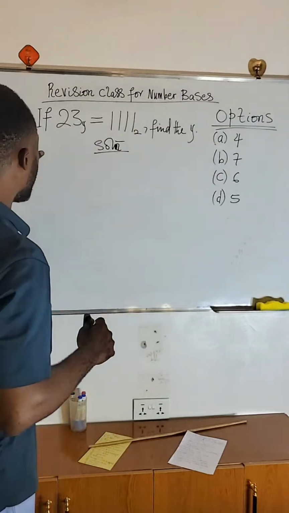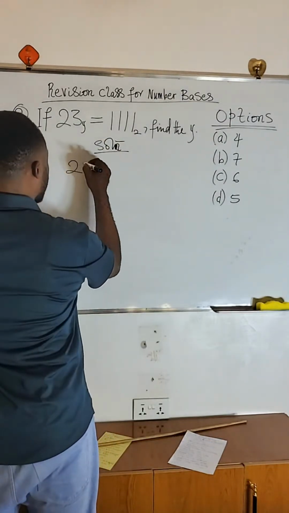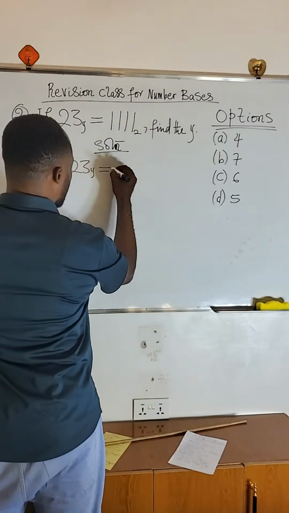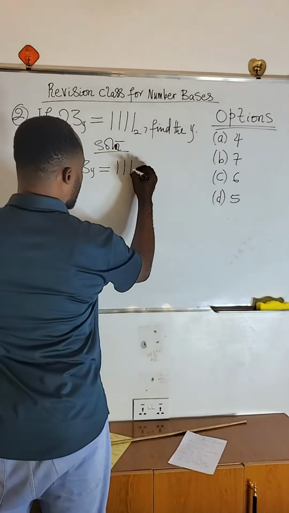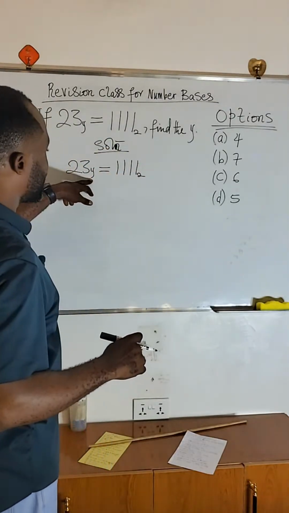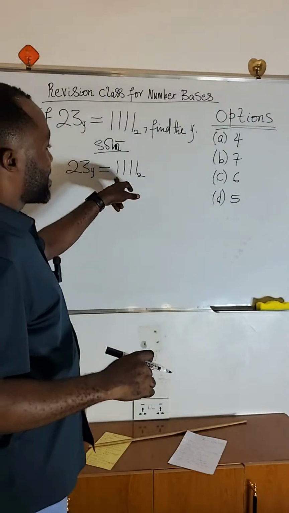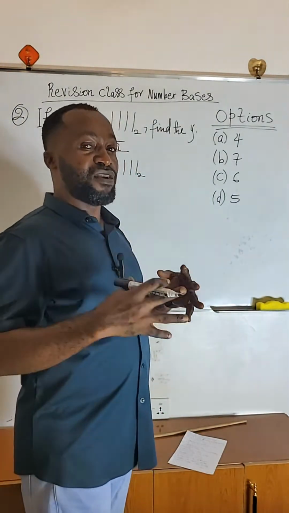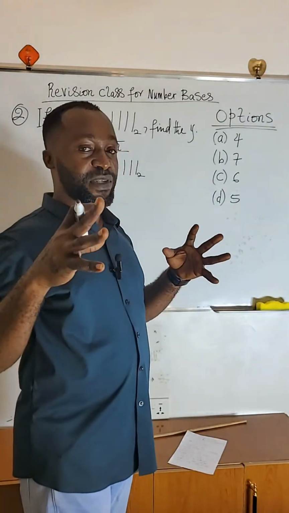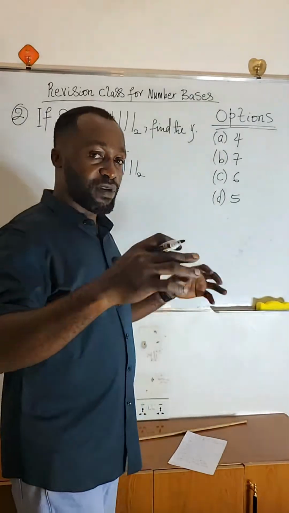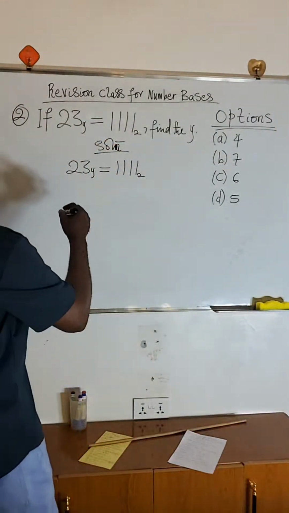So let's bring the question. You have 23 in base y to be equals to 1111 in base 2. You can see the left hand side is in base y and the right hand side is in base 2. So since they are not in the standard base of base 10, we are first of all going to convert them to base 10 in order to solve it.